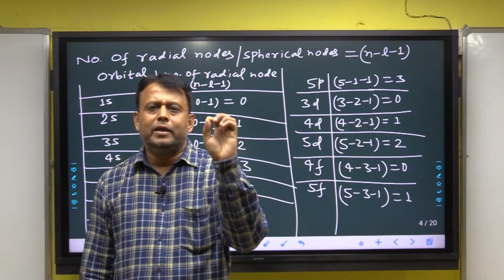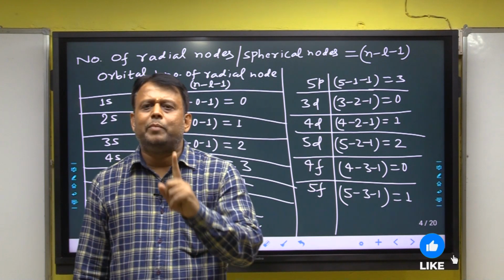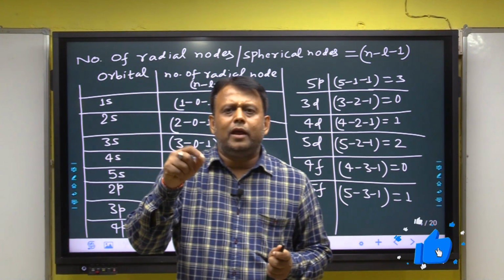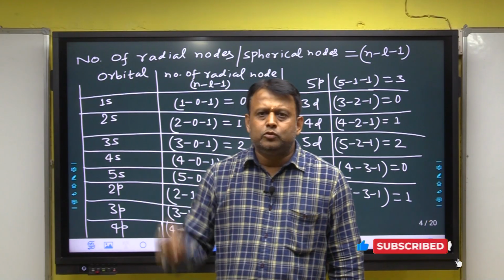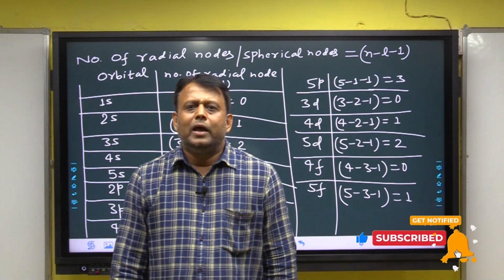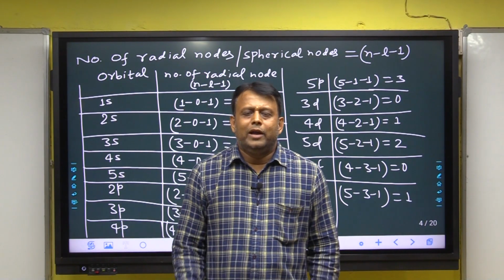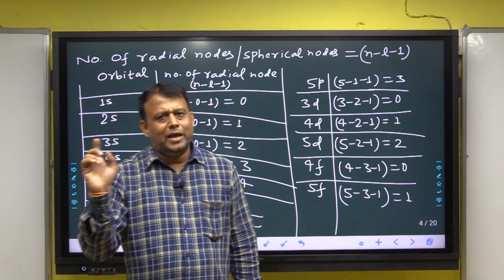But always keep in mind, the formula of radial or spherical node is equal to n minus L minus 1. n is the principal quantum number, L is the azimuthal quantum number, and 1 is a constant. n minus L minus 1.